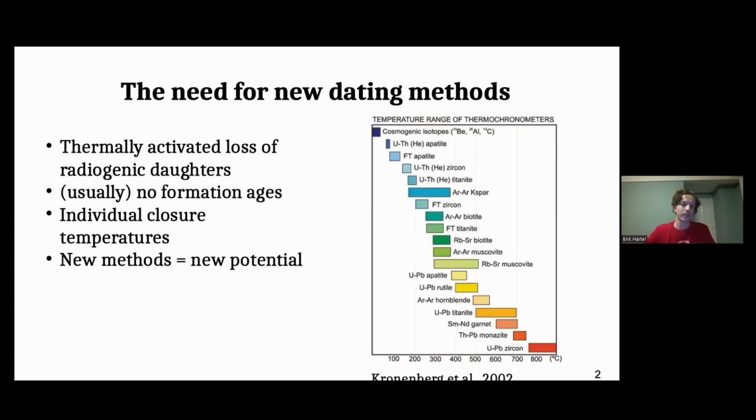Every method is pretty individual because it needs a different mineral, it uses a different disintegration system, and it's measured differently. So we always have to deal with the fact that we don't find every mineral in every rock, and that not every mineral records all the processes happening at all different temperatures. New methods bring us new potential to use different minerals, or to look with the same minerals at other temperature ranges.